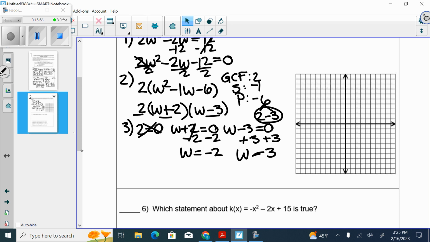Okay. Now they did ask us to graph it, right? We just found these two zeros. 0 is the same thing as a root, as a solution, as an x-intercept. So what are those? Where do they go? On the x-axis. Very good. So here's my x-axis. I'm going to put 1 point at -2 and 1 point at 3.